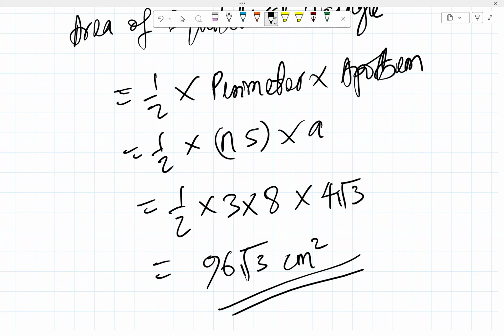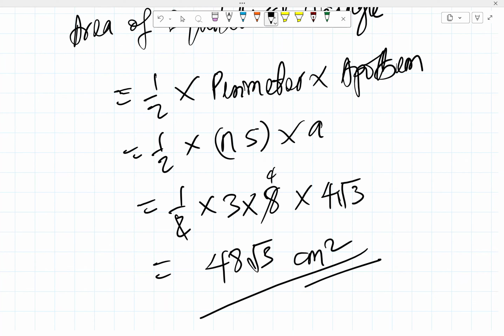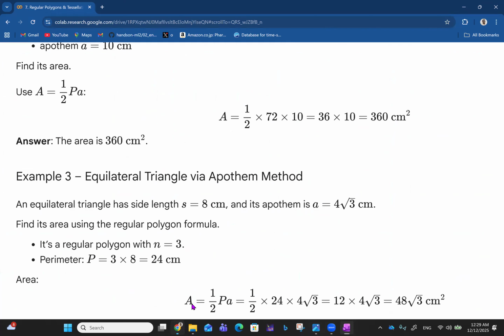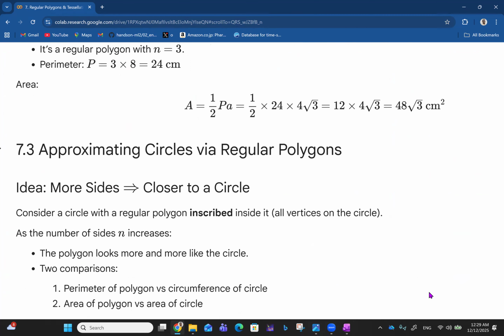Wait, what did I do there? Maybe not quite. Half of 8 is 4, and 4 times 4 is 16. 16 times 3, that's 48 root 3 rather. 48 root 3 centimeters squared. That is the area of that equilateral triangle. And root 3 is 1.732, so you can multiply out and get it.